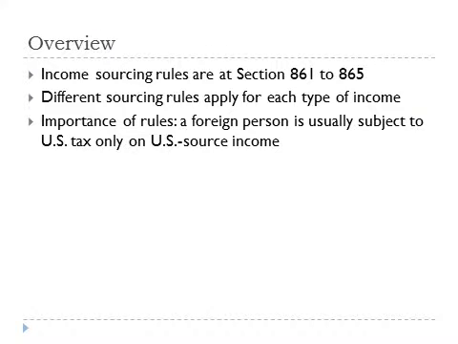The importance of characterizing and sourcing income lies in the fact that under U.S. domestic tax law, a foreign person is usually subject to U.S. tax only on U.S. source income. This is the case even if a U.S. tax treaty applies, because a foreign person must first have U.S. source income before there is a potential for tax.